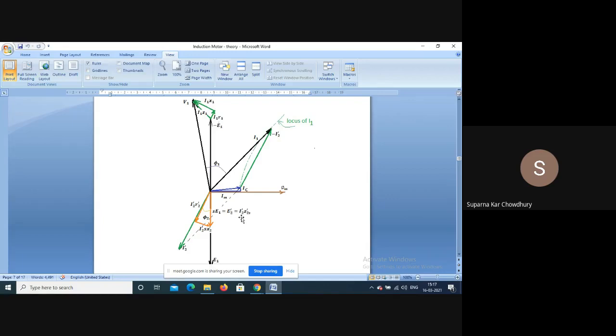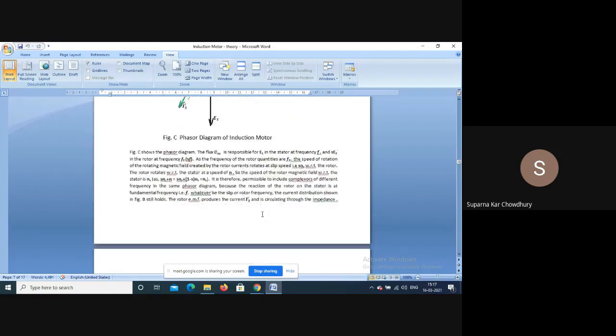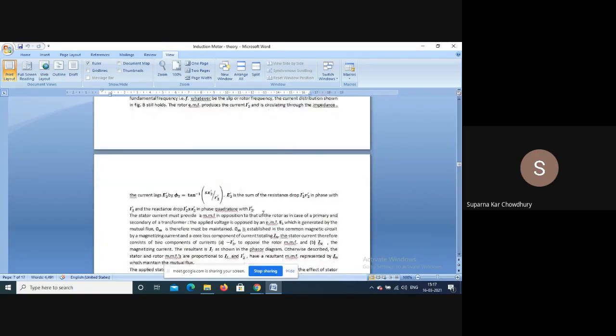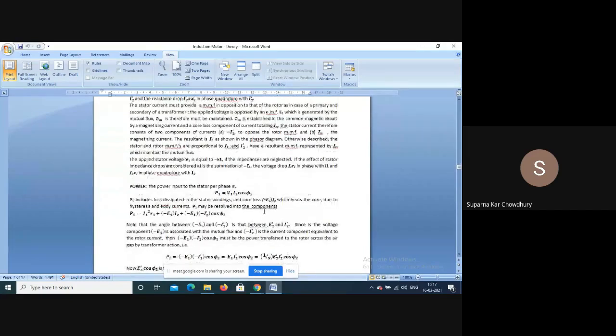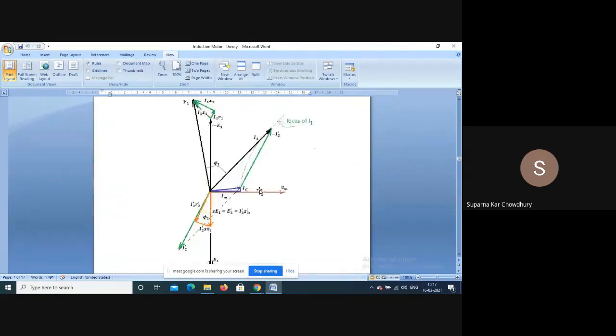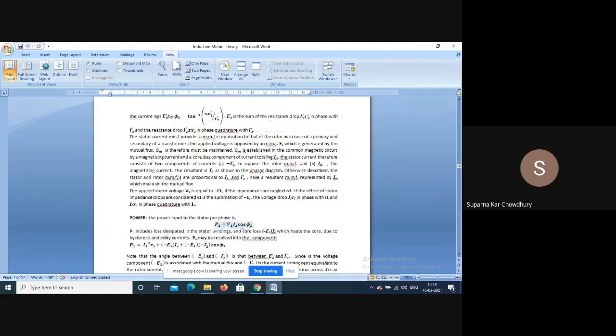Now this is the phasor diagram. Now from this phasor diagram, we have seen what is the power of the circuit. Now for the input power, this is the input voltage V1, this is the input current I1, this is the power factor angle Phi1. So the input power per phase, obviously, is V1 I1 cos Phi1. Now this is the input power.